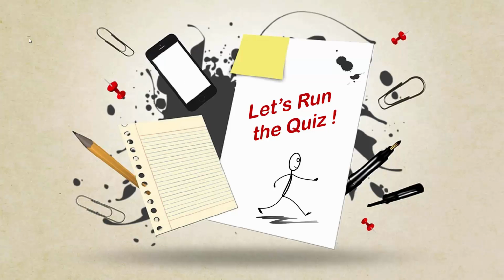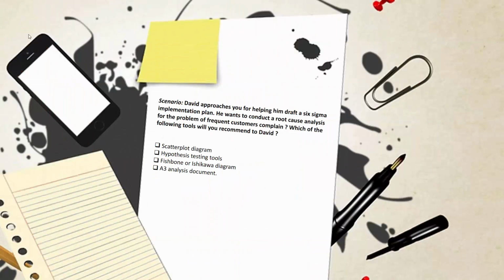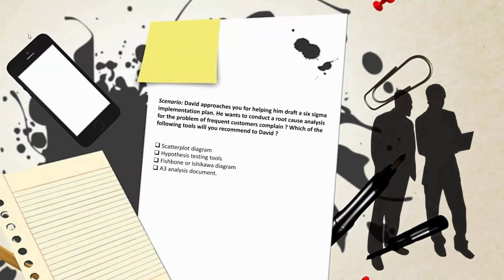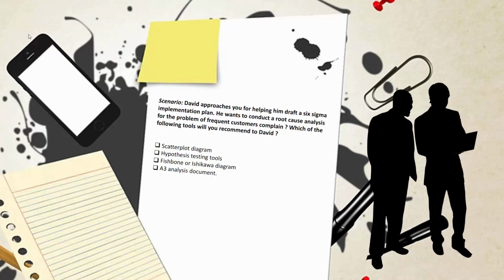Let's run the quiz. The scenario here is, suppose David approaches you for helping him draft a Six Sigma implementation plan. He wants to conduct a root cause analysis for the problem of frequent customers' complaint. Which of the following tools will you recommend to David? Will you recommend him drawing a scatter plot diagram, or hypothesis testing, or fishbone or Ishikawa diagram, or will you recommend him to use the A3 analysis document? I'll give you some time to think for the answer.